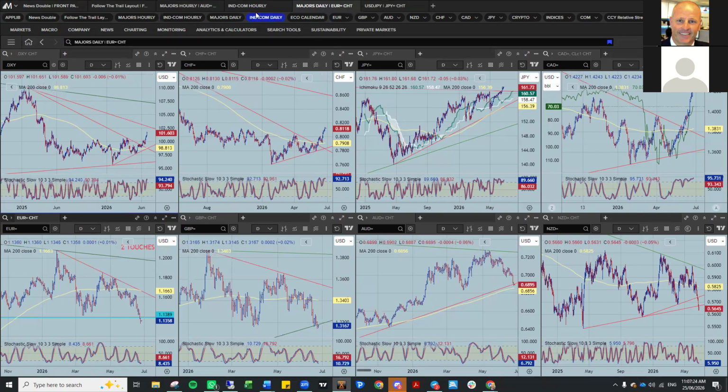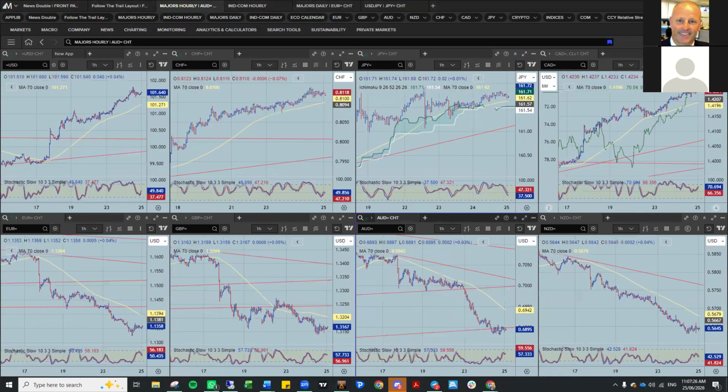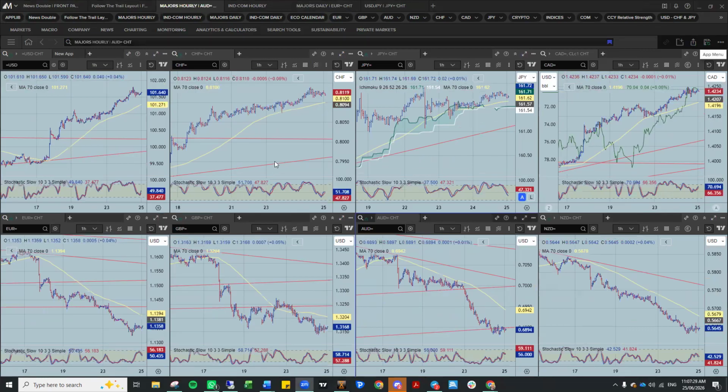Then identify the trends, then come over to the hourly chart, and you can start to piece it together. Now, I just went through, looking at dollar Swiss, dollar index, dollar yen, and dollar CAD.